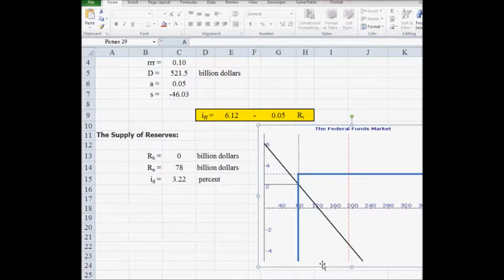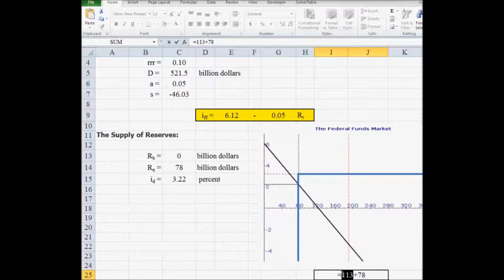So this is the diagram from Cengage Now that I copied in. I overlaid the initial supply curve, which has a height equal to the initial discount rate of 3.22 and a vertical section equal to the initial value of reserves, $78 billion. The historic purchase pushes reserves out to this dashed line, which equals the size of the purchase and the initial level of reserves. So the new reserves level is $191 billion.